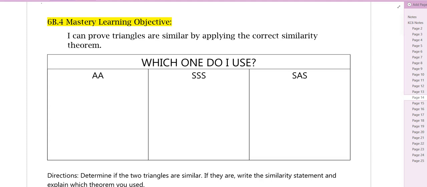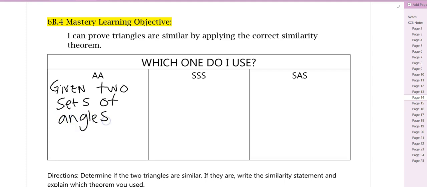Well, this is kind of just a review of everything from Target B. You're going to use angle-angle if you are given two sets of angles. Sometimes one angle is not marked, and it's the vertical angles. Vertical angles, right? Those are the ones that make that little V or that X, they're opposite of each other.